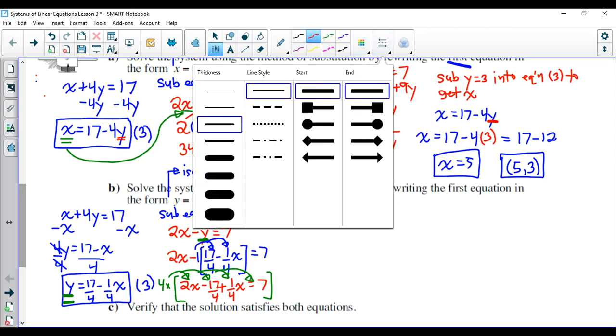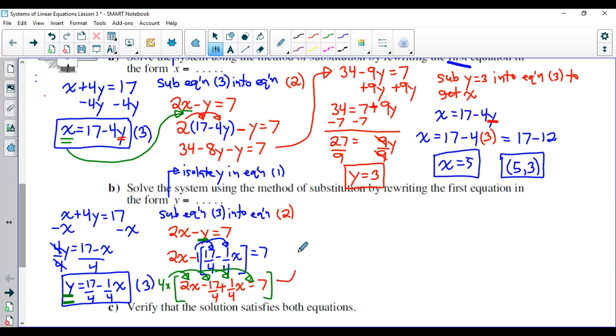Okay, so let's carry my work up to the top so I can see it. So we go all the way up here. This would then turn into 4 times 2x, which would just be 8x.